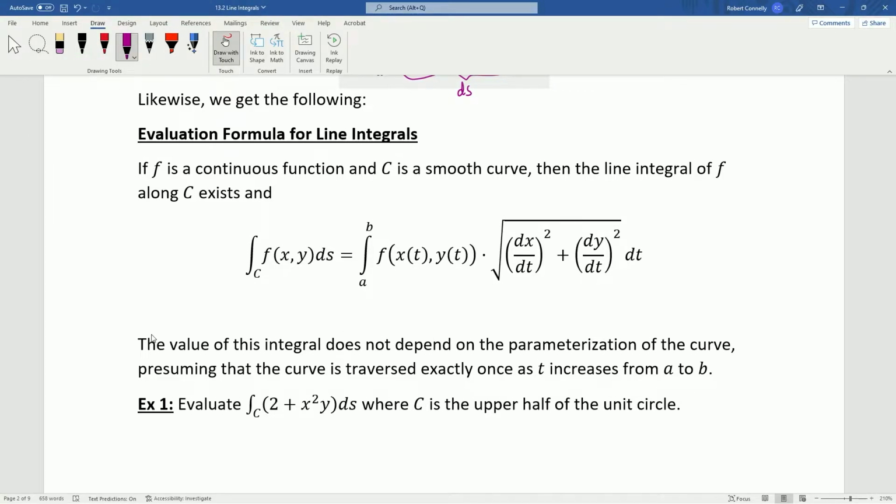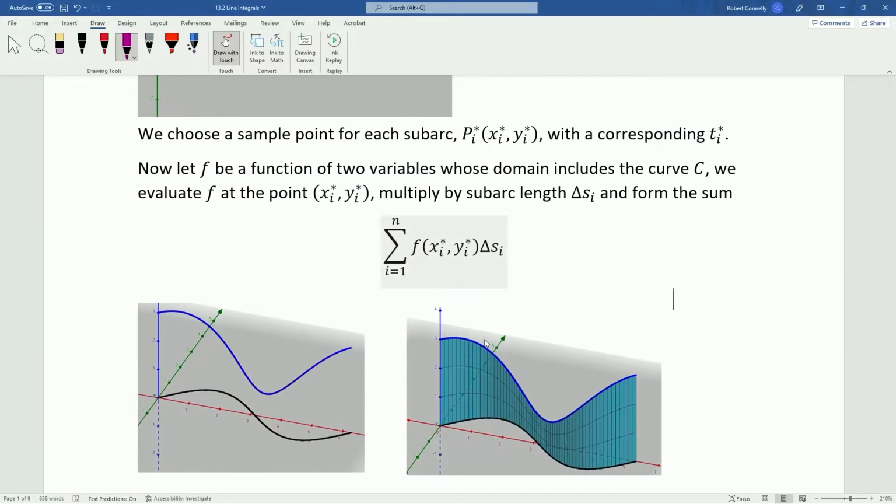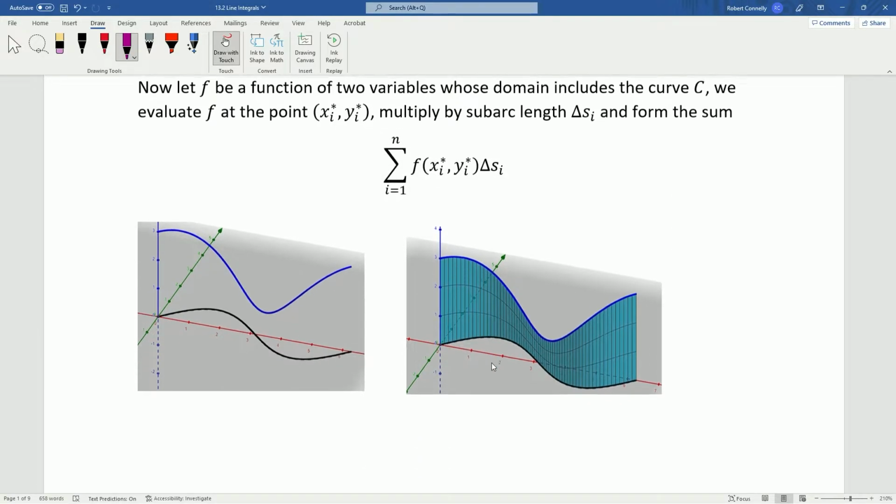Now, one of the things that's mentioned here is the value of this integral does not depend on the parameterization of the curve, just like the length of a curve doesn't depend on how you parameterize it. When we're trying to find the area of this kind of figure, as we're looking at here, it's not going to change how you represent the curve. That's not going to change the area you calculate when you do this.